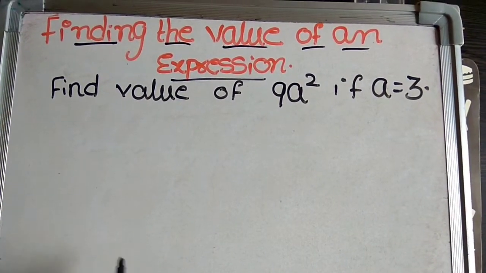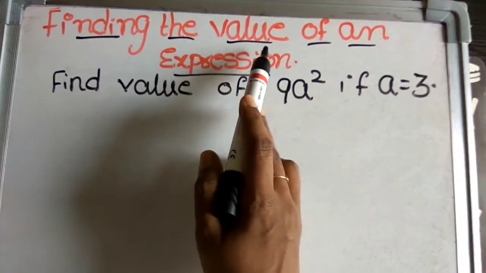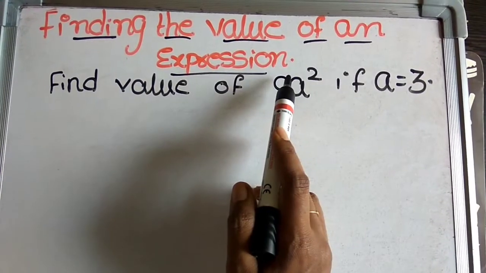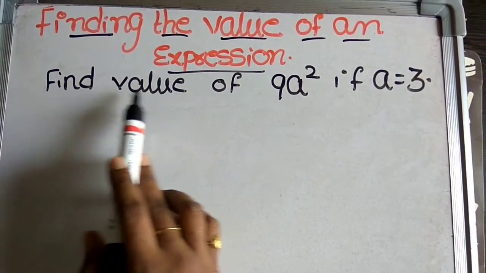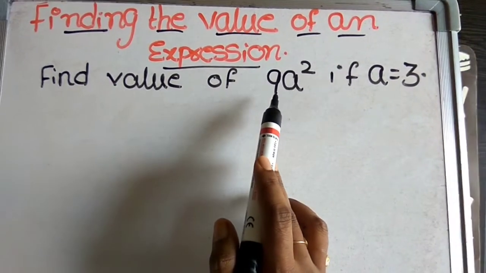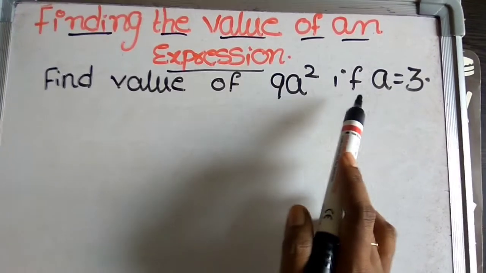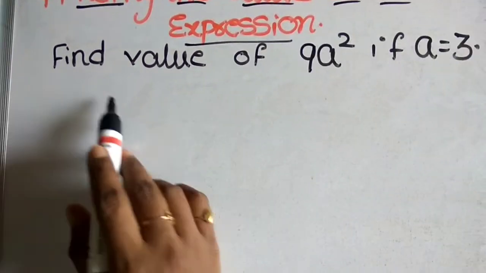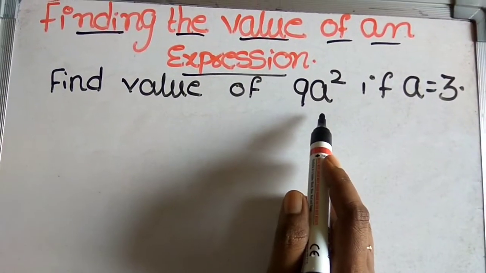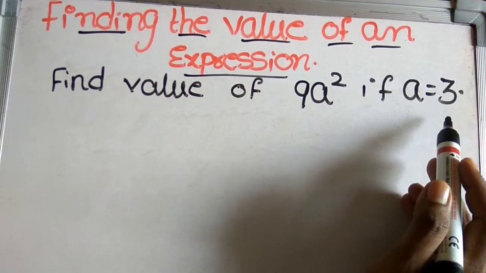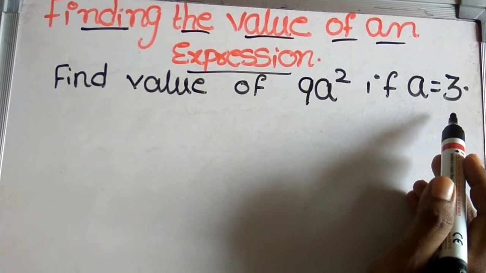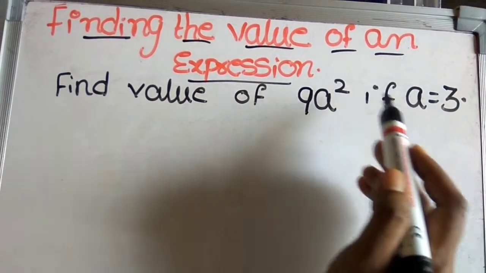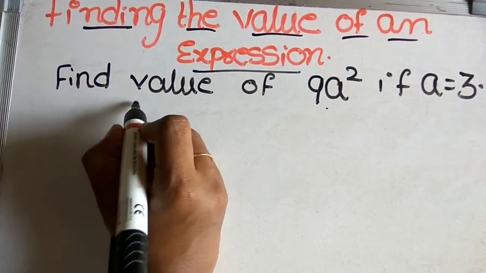Next, finding the value of an expression. So how to find the value of an expression? Find the value of 9a square if a equals 3. That means here they will give the variable and also the value for that variable, and you have to apply that variable in that expression in order to find the value of that expression.